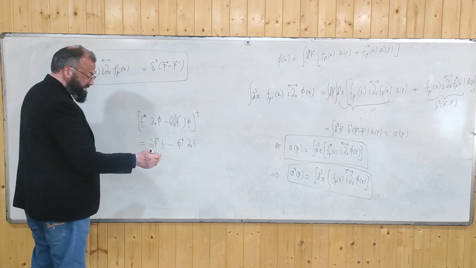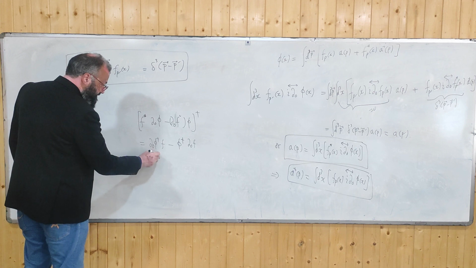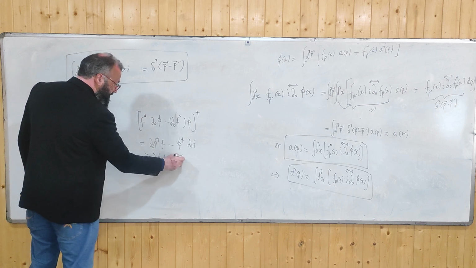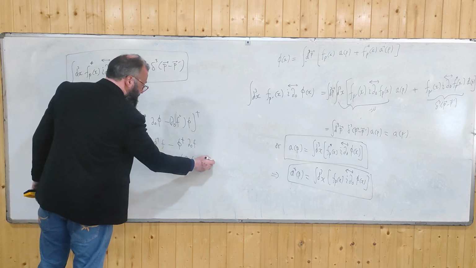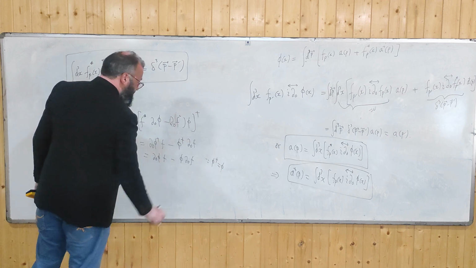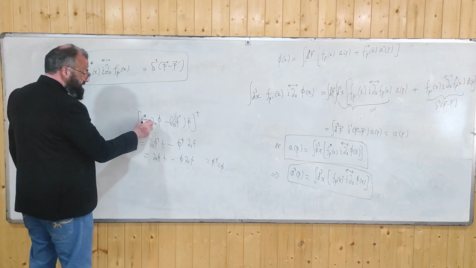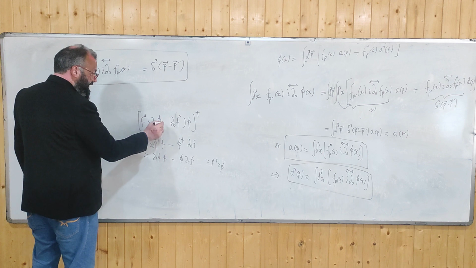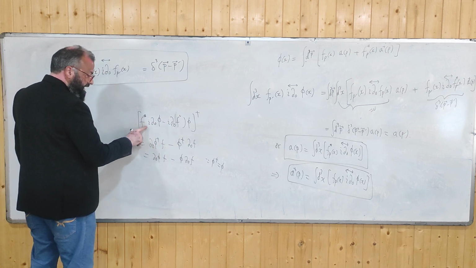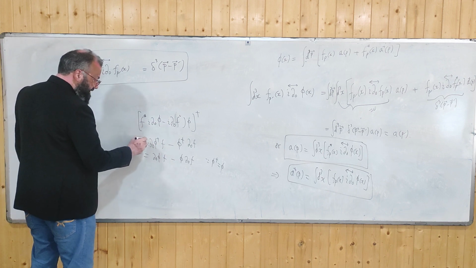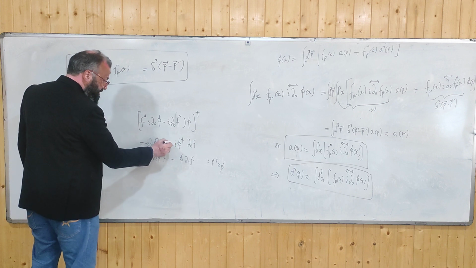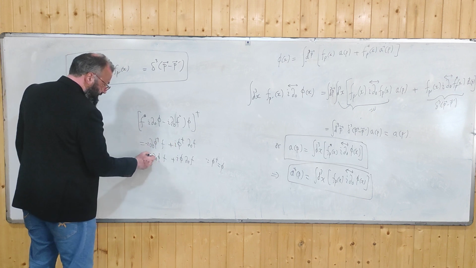But phi dagger is the same as phi, so this is like this, minus phi partial 0 f, since it is real. Phi dagger is the same as phi. And there is an i, right? I forgot to put an i here. So this i will become minus and this will become plus, like this: minus i.